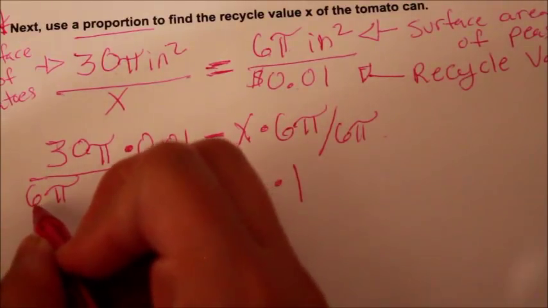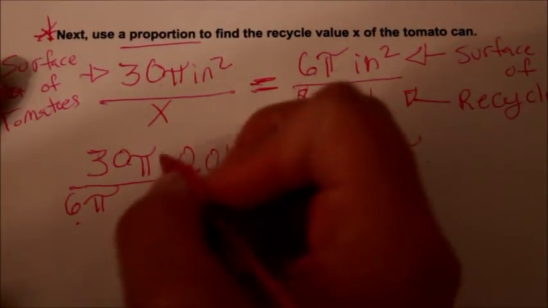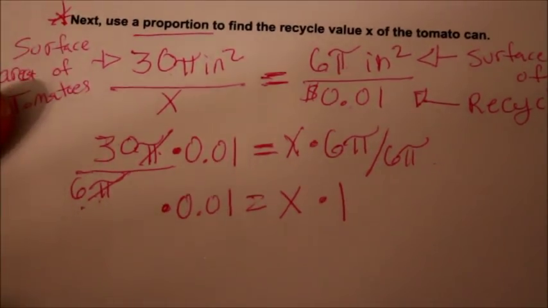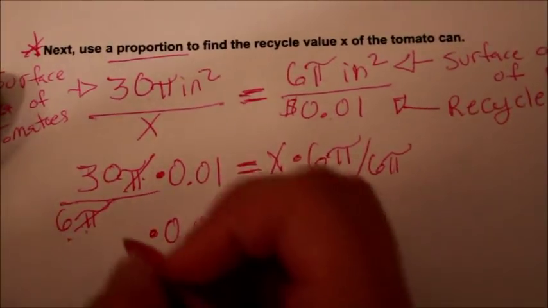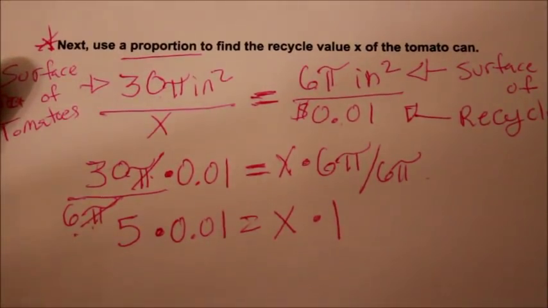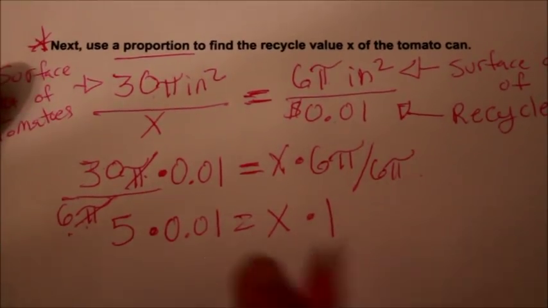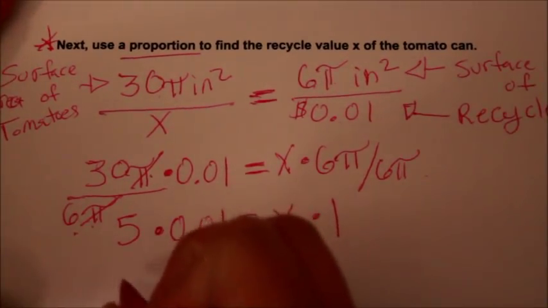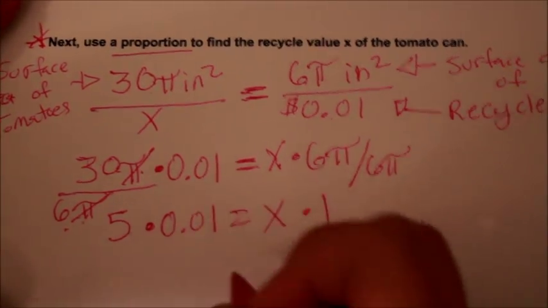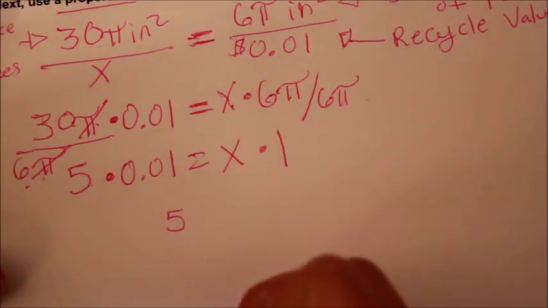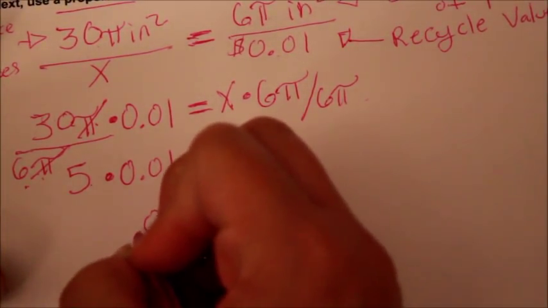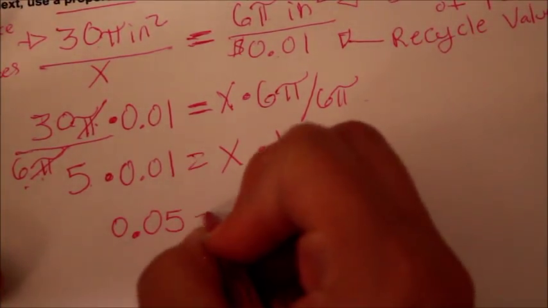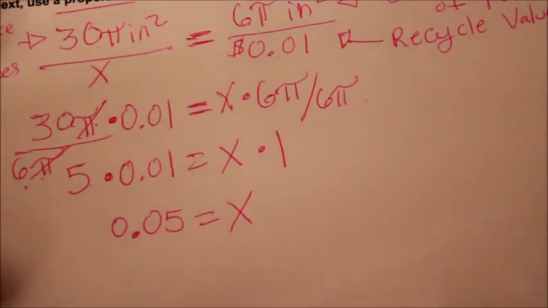30 pi divided by 6 pi. We have pi in the numerator and denominator, so that cancels out pi. Now you just have 30 divided by 6, which is going to be 5. Now we have 5 times 0.01. So 5 times 1 is 5. So I'm going to put the 5 where that 1 is, keep the 0 in front of it and put the 0 out front of the decimal. Equals 1 times x, which is x.